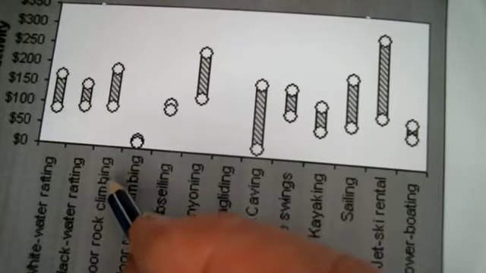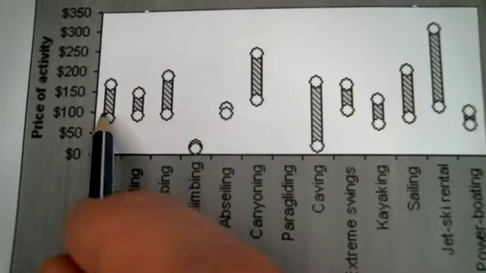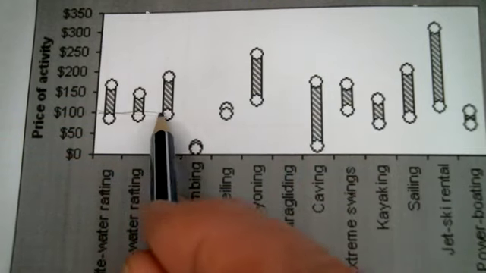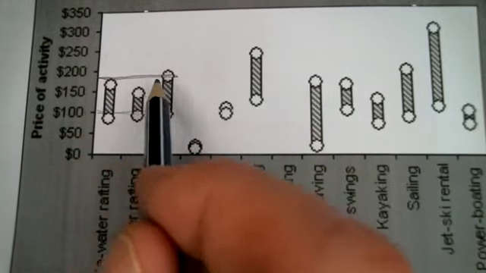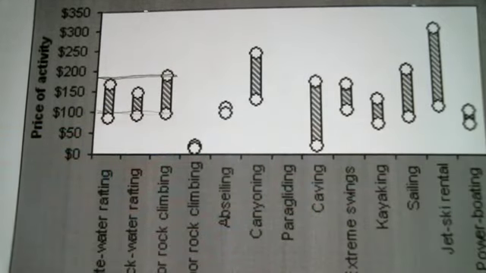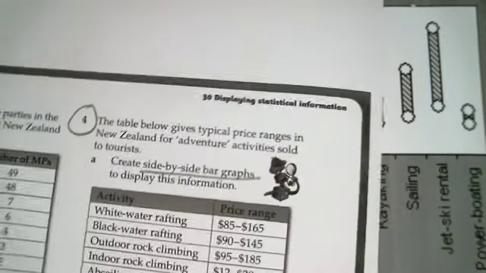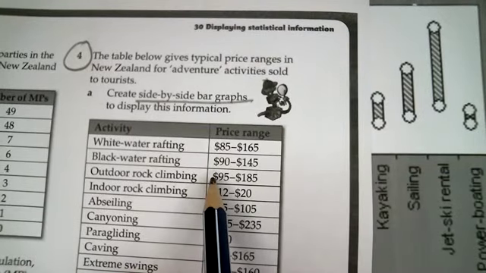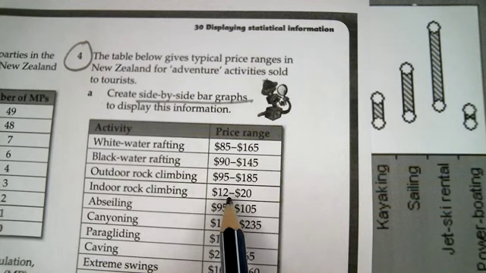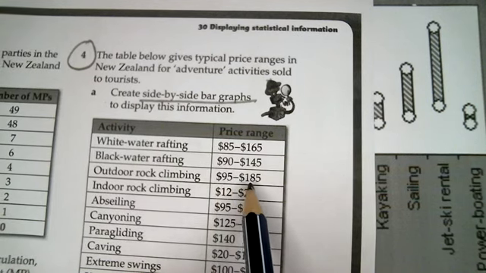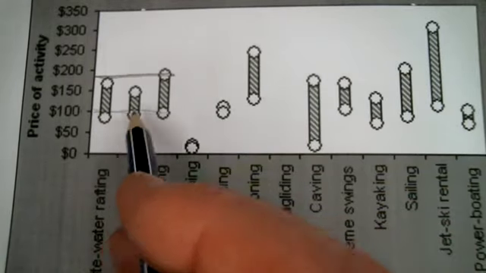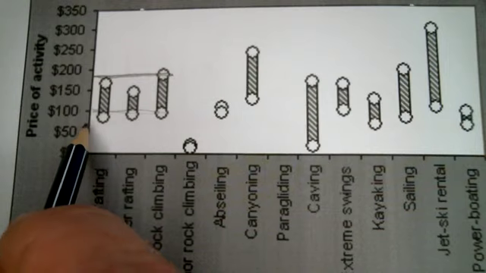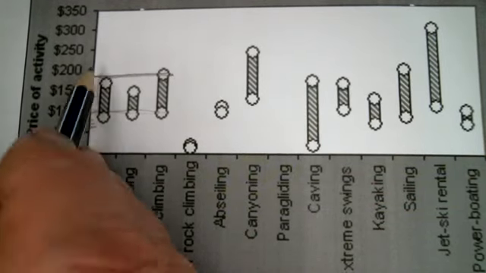So we can see outdoor rock climbing is somewhere between, I'd say, about 100 to just below 200. But that's what it looks like. Let's see what rock climbing actually is. So I reckon it's about 100 to just under 200. Rock climbing. Where's rock climbing? Indoor rock. Oh, that's for indoor rock climbing. We want outdoor rock climbing. Oh, 95 to 185. What did I say it was? Yeah, just under 200. And I actually said it was 100, so I got that a little bit wrong. But ultimately, the finer increments you've got here, the better you're going to be able to represent that.